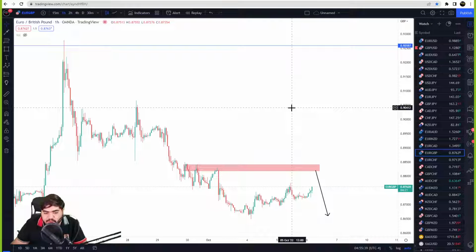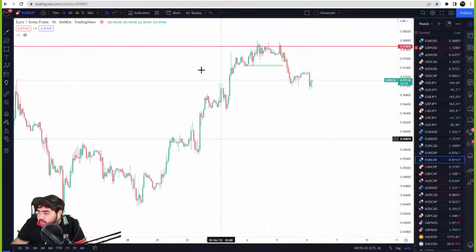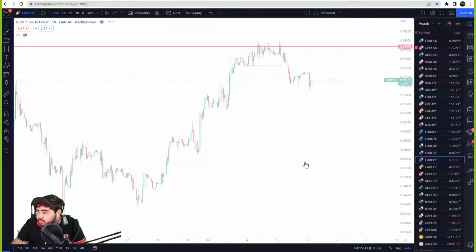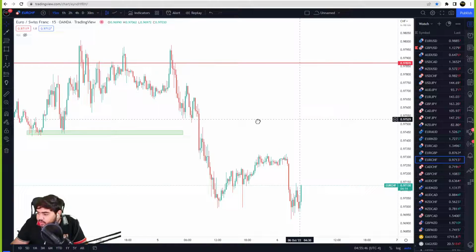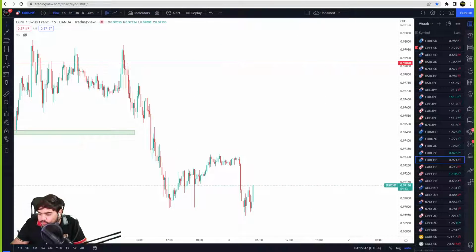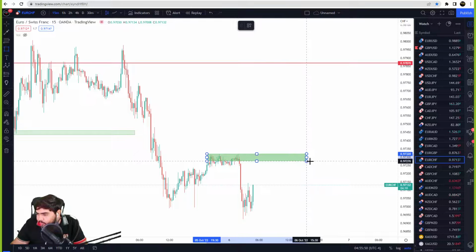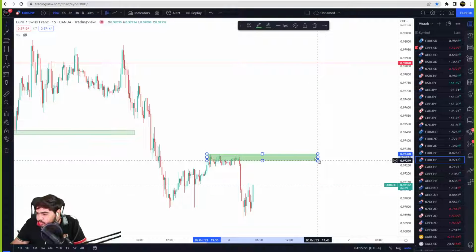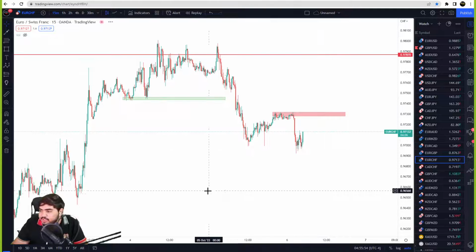Okay, anyways, let's jump on to the Euro CHF. Nothing here. On the 15-minute chart, what we can see, there is this level as well. There is a key level of resistance for the scalping opportunities. Shall we look for shorts here, Asad?